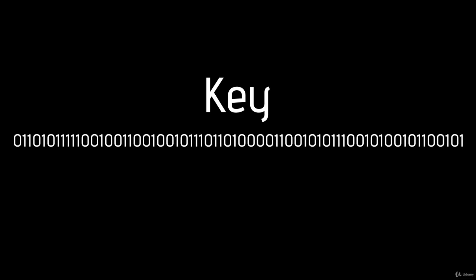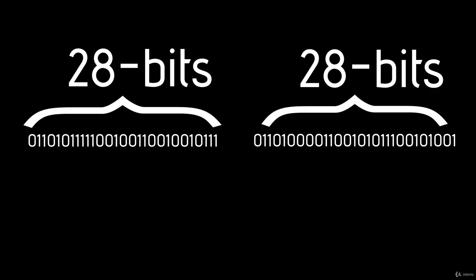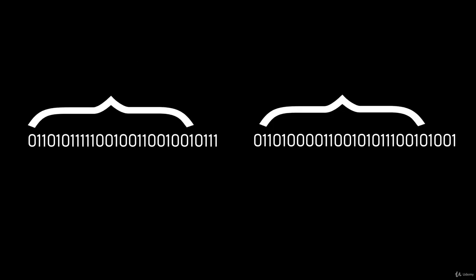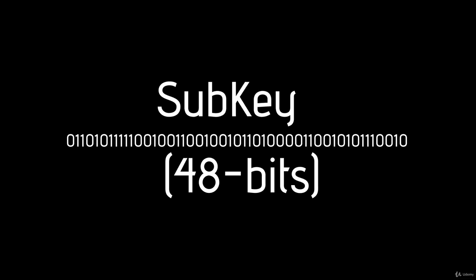So here's our key. The first thing we're going to do is drop the last 8 bits off the key. We now split that key into two 28-bit chunks. We then grab the first 24 bits from each half and put them together, and we've created what's known as a subkey, which is 48 bits. Cool. All right. Now let's get back to our data.